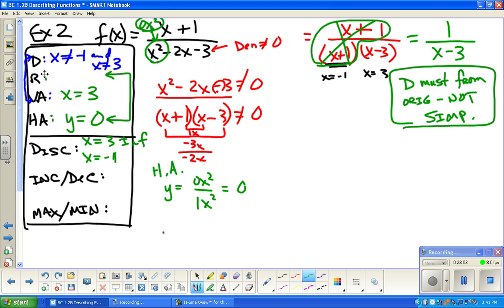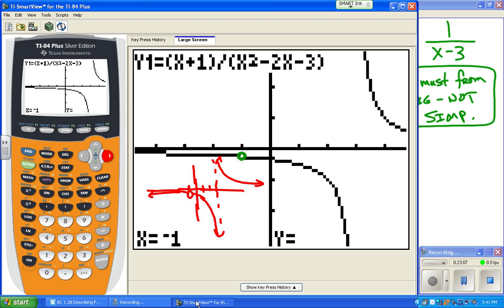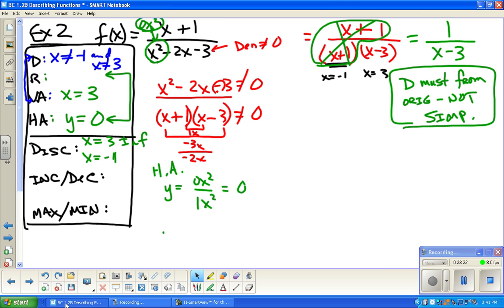Well, if you pop back over to the graph, if you notice, this is getting closer and closer to the x-axis, but it's actually never going to touch. Same over here. So y equals 0 is not in the range. So y does not equal 0.